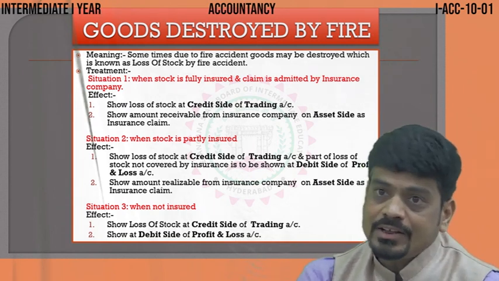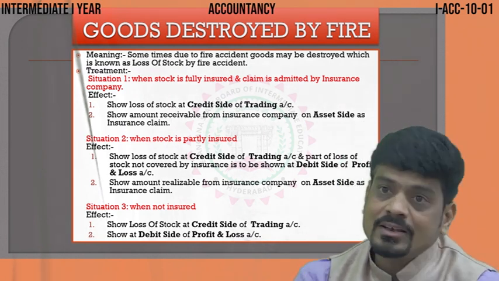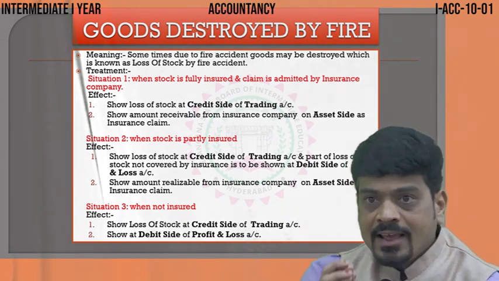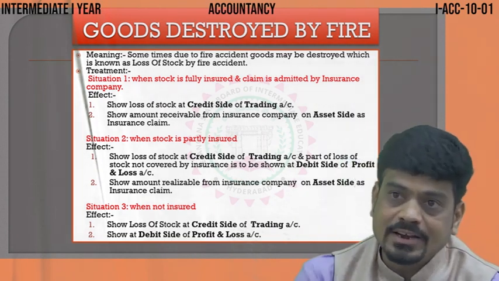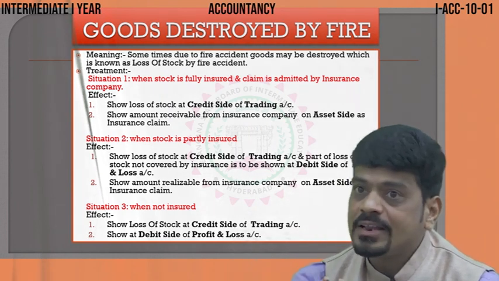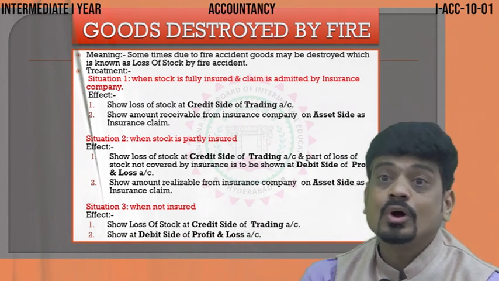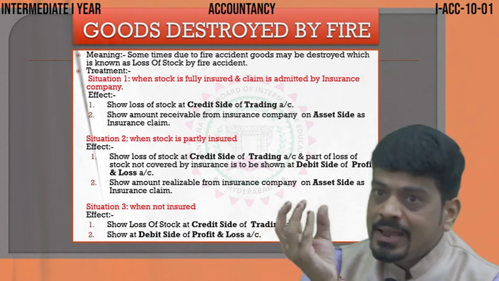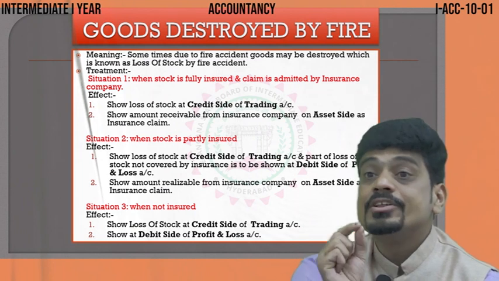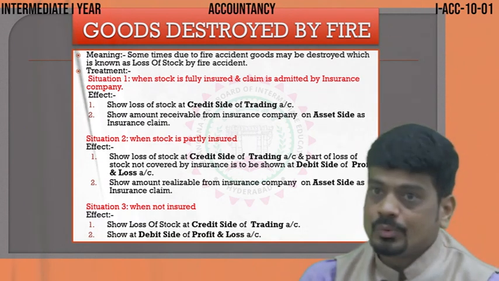Sometimes they are partly insured. Let me say we have taken a policy for 5,000, but the goods destroyed are 10,000. So we may not get the full amount. In that case, as usual, first the loss of stock is shown on the credit side of trading account with the full amount, 10,000. Then the insurance company says they'll give 5,000. That 5,000 we show on the asset side. And the remaining 5,000, which we are not going to recover from the insurance company, we show as loss on the debit side of profit and loss account.